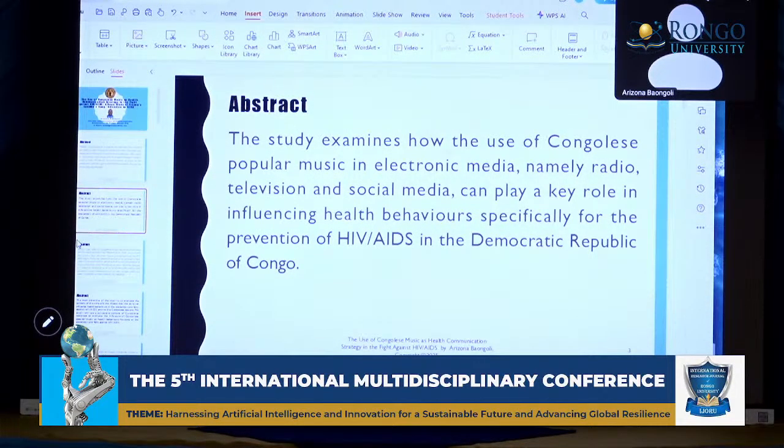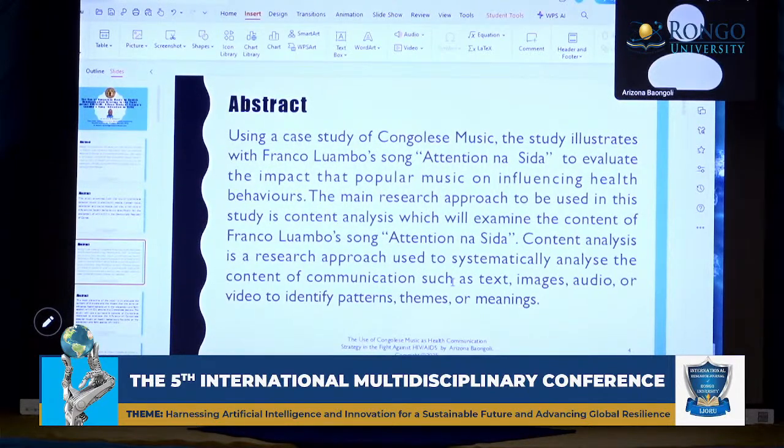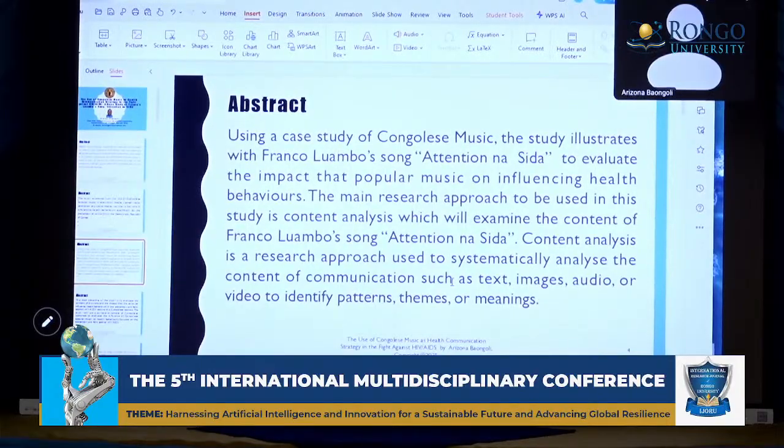And we will be looking into the case of Franco. So we'll use the case study of Franco Luambo's song. The song is entitled Attention à Sida, which means beware of AIDS, to evaluate the impact that popular music can have on health behaviors. And the main research approach to be used in this study is content analysis, which will examine the content of Franco's Luambo song, Attention à Sida.